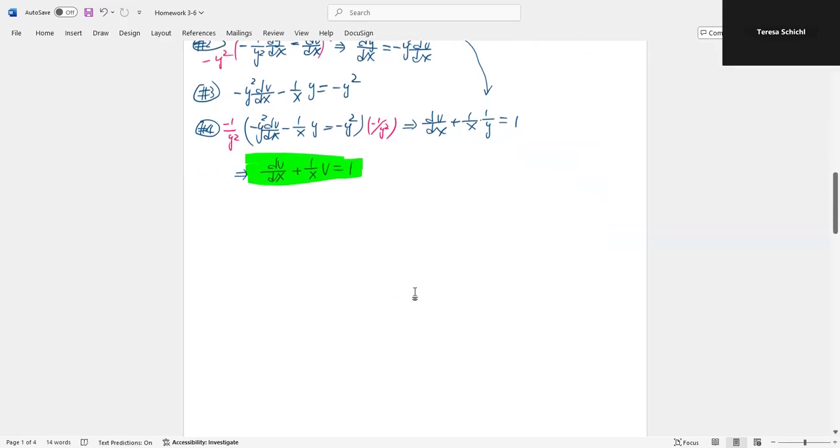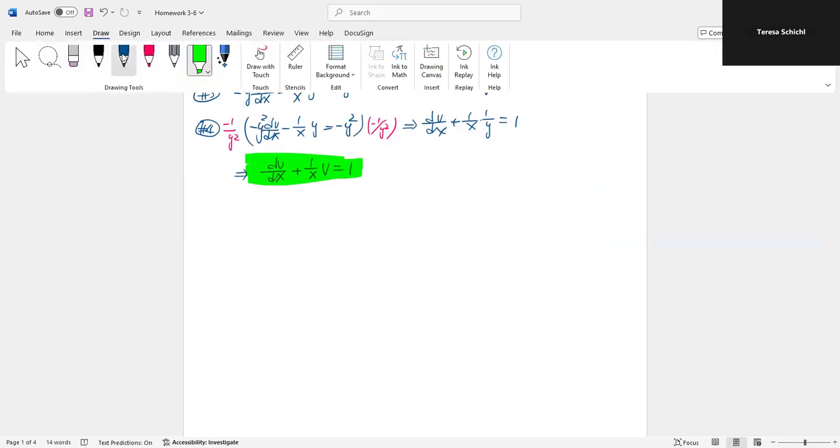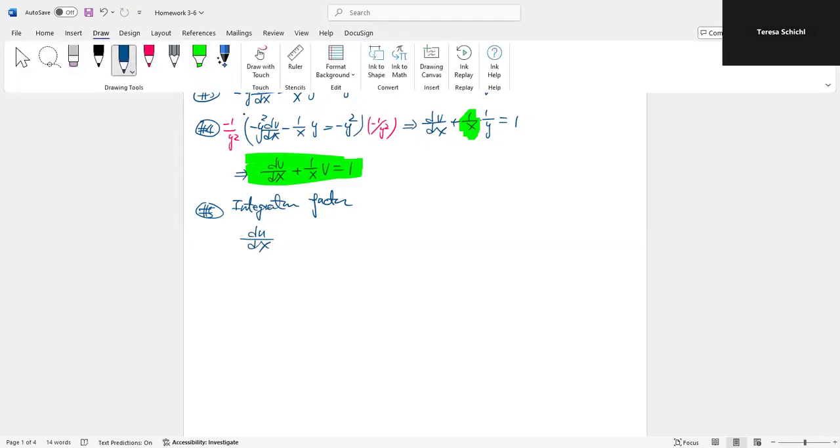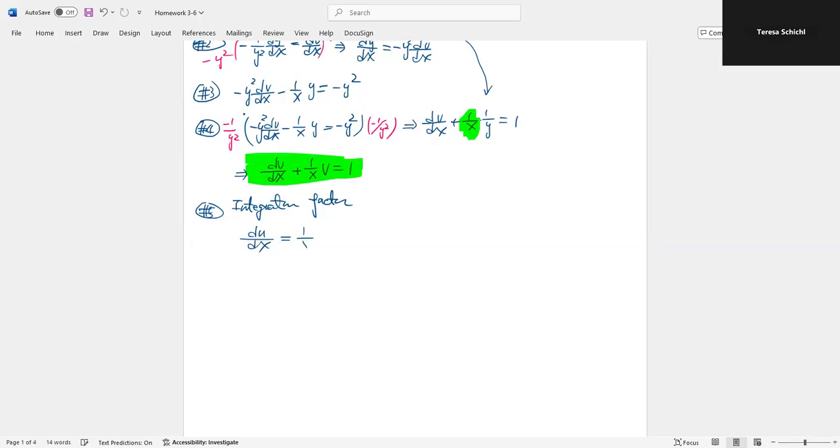So now the next step here. After we do that, we all know what the next step is. I need to find the integrating factor. So we're going to find the integrating factor. So we said du/dx is equal to 1 over x. So this is the new P(x), right? So we said du/dx is equal to 1 over x times u. Then we want to solve for u.